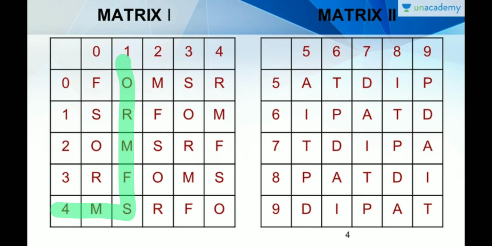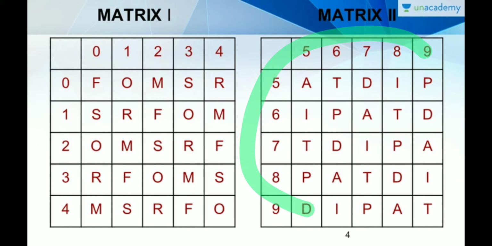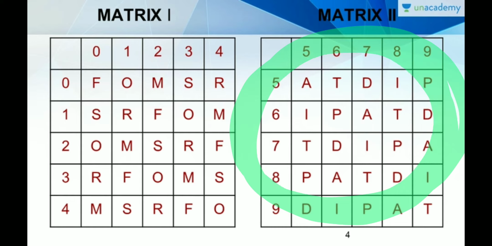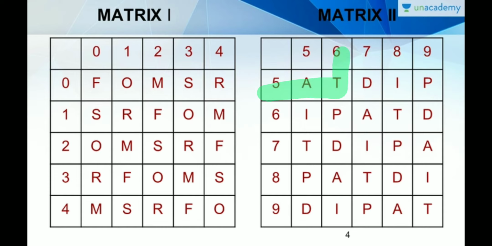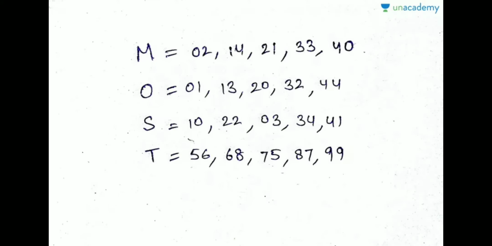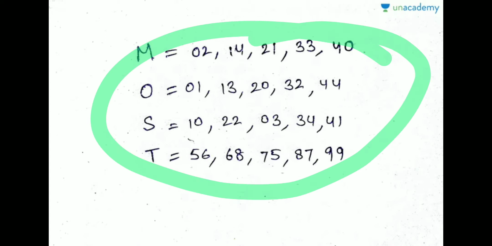Now T. There is no mention of T over here, so we will ignore this matrix for T. Now we will look at matrix 2 for the codings for T. Here it is 56, then 68, then 75, then 87 and then 99. So these are the coding numbers for T. I have written this here, but in the exam you don't actually have to write. This is just the basic method I am telling you.